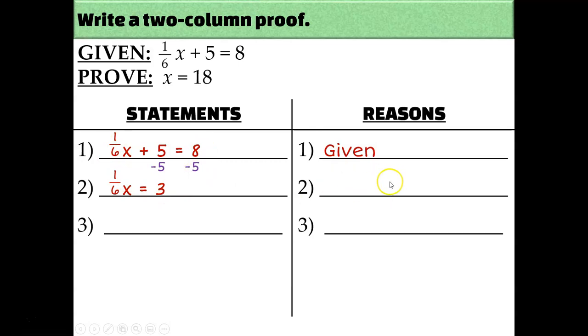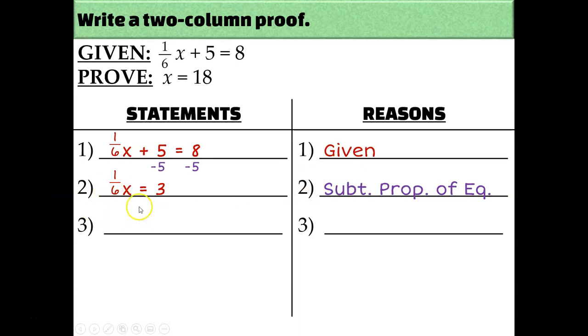The reason I was able to do that? Well, I subtracted 5 from both sides, so that must be the subtraction property of equality. Again, remember that t, it's not just SUB if you're abbreviating, it's SUBT, so that we can distinguish between the subtraction and the substitution properties of equality.